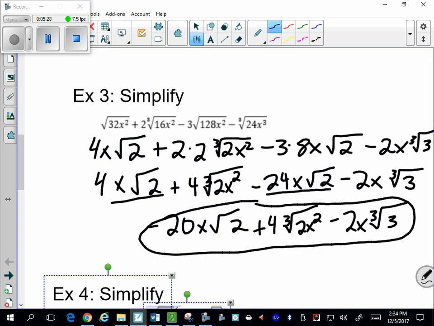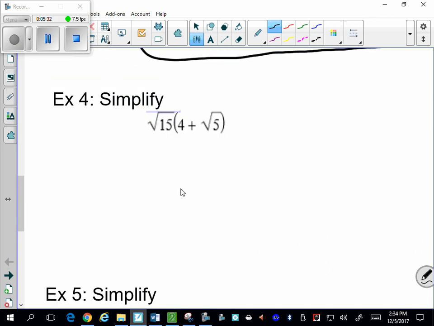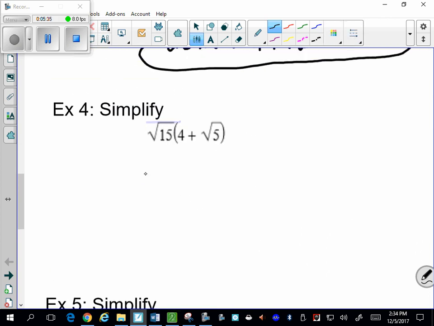Moving on, let's move on to multiplying. So when you're multiplying, you don't have to have any like terms. You're still just putting them together. So you have, in this case, square root of 15 times 4 is 4 square root of 15. Square root of 15 times square root of 5 is the square root of 75.